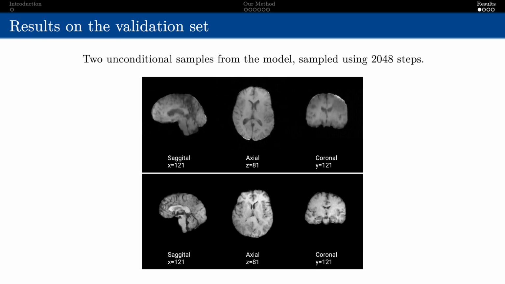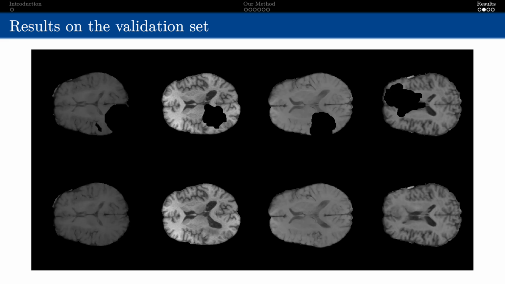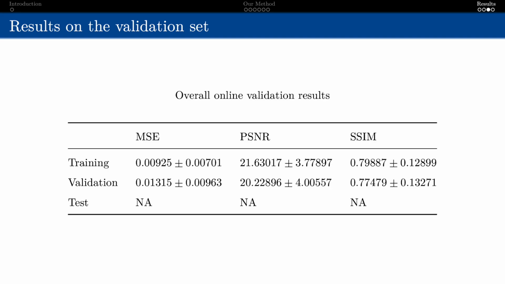Here you can see some unconditional samples on the validation set. Here you can see samples on the axial plane. The top row shows the voided image and the bottom row the same slice of the inpainted image. Here are the training and validation results of the model.